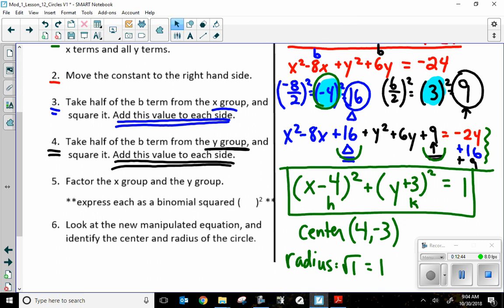So if you need to pause this and go back and look at some of these steps again, I suggest you do that. But if you're good at completing the square, which a lot of my students are starting to get good at, this is no big deal. You're just completing the square twice. That's all you're doing.